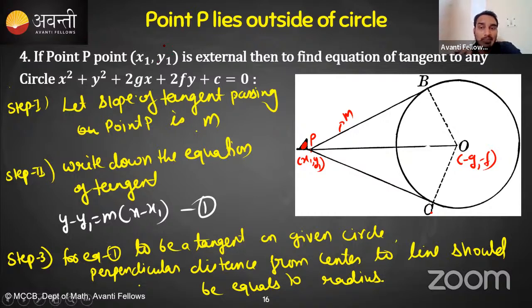Okay, if the point P is lying outside the circle, then two tangents are possible, right? If the point P is lying on the circle, then only one tangent is possible. Yes or no? Is this clear? Is there any doubt, students? So if the point P is lying outside, now we can easily find the equation of tangent. Yes or no?